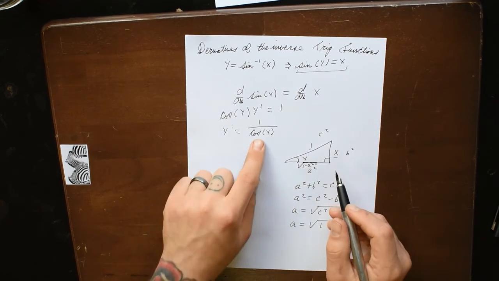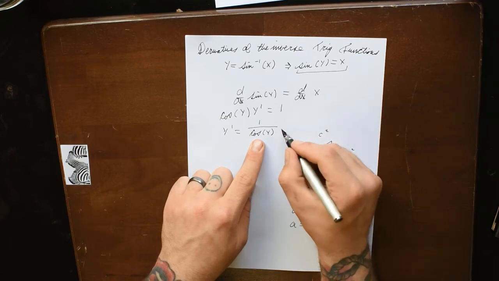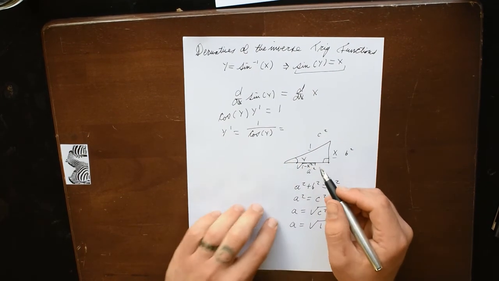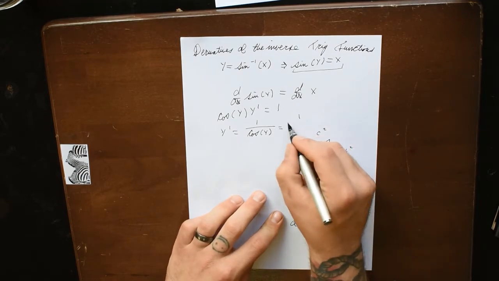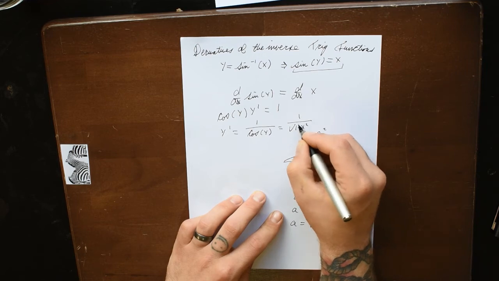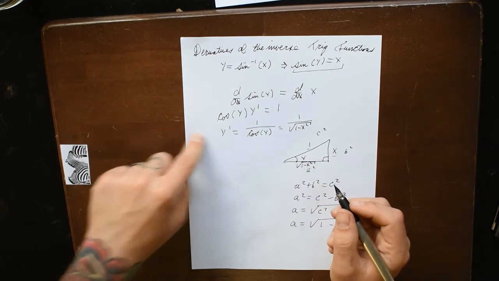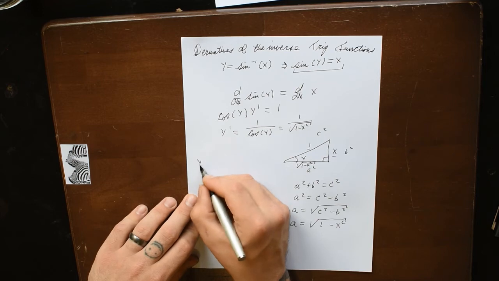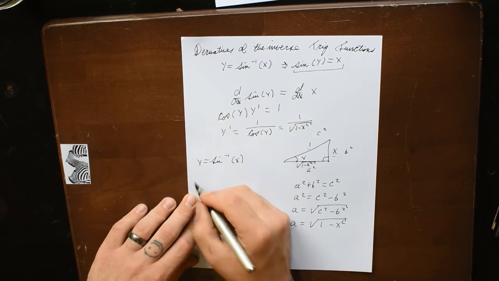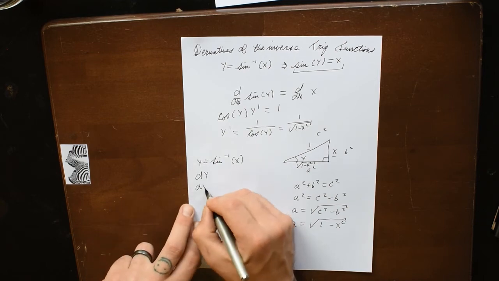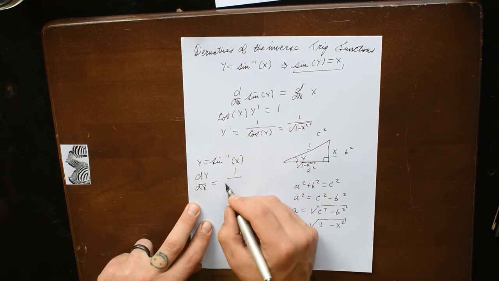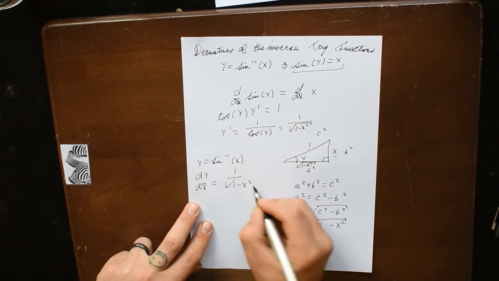And then when we want to take the cosine of that angle y, well, the cosine of y is equal to the adjacent over the hypotenuse. So y prime is equal to 1 over the cosine of y, which is the square root of 1 minus x squared. Or we get that if y is equal to the sine inverse of x, then the derivative of y with regards to x is equal to 1 over the square root of 1 minus x squared.